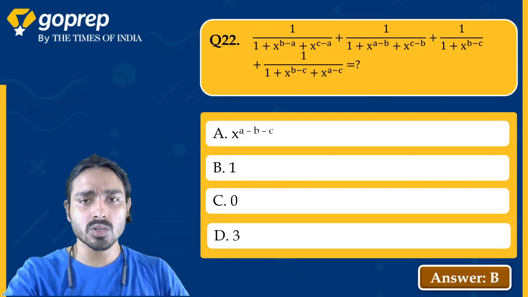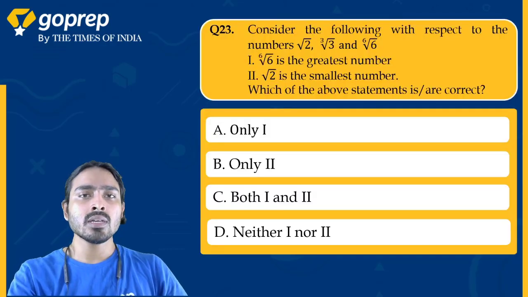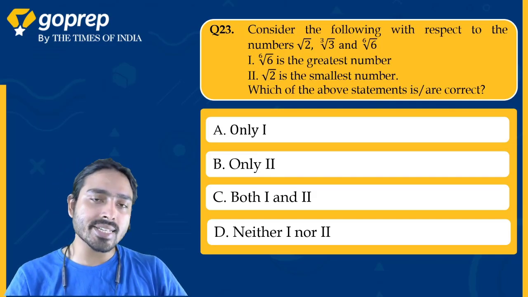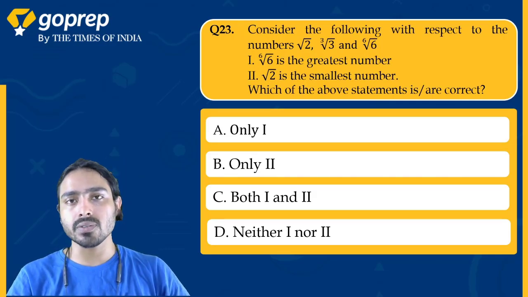Right? It's very simple. So yes, B is the right answer. Now we can move to the 23rd question. The 23rd question is exactly similar to the first question, right?